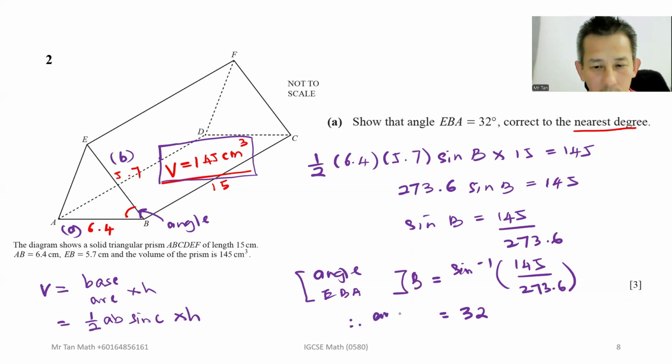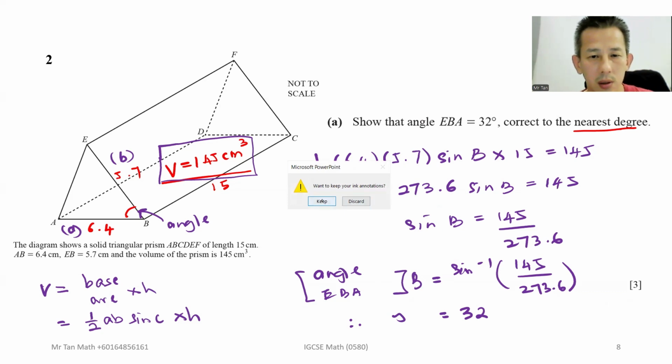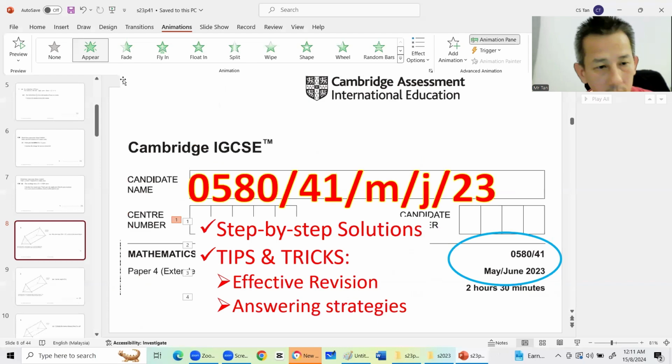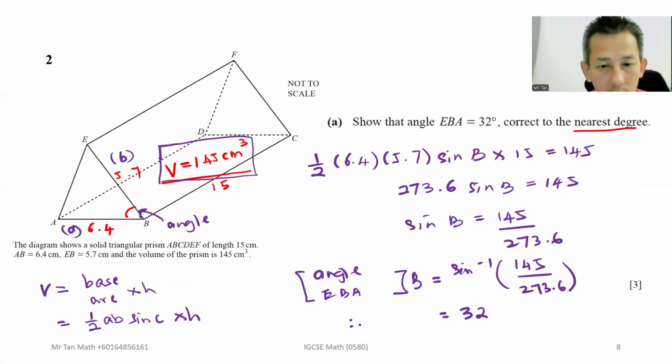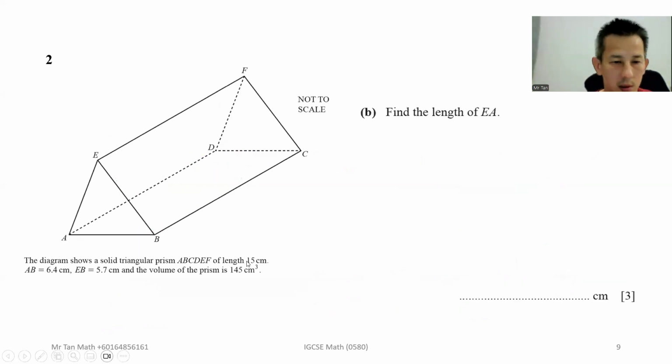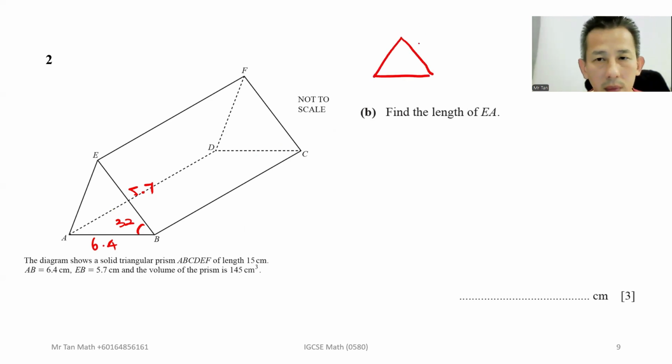Therefore, sorry, just start again. Okay, so angle EBA is equal to 32 degrees. Okay. B, find length of EA. So this is 5.7. This is 6.4 and the angle is 32. If you look closely, you get a triangle 5.7, 6.4, and 32 degrees. And this is your question, AE.